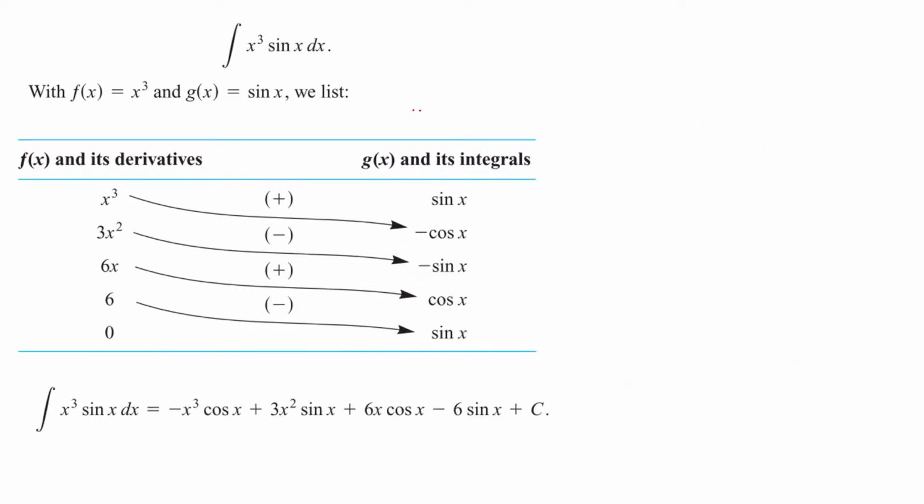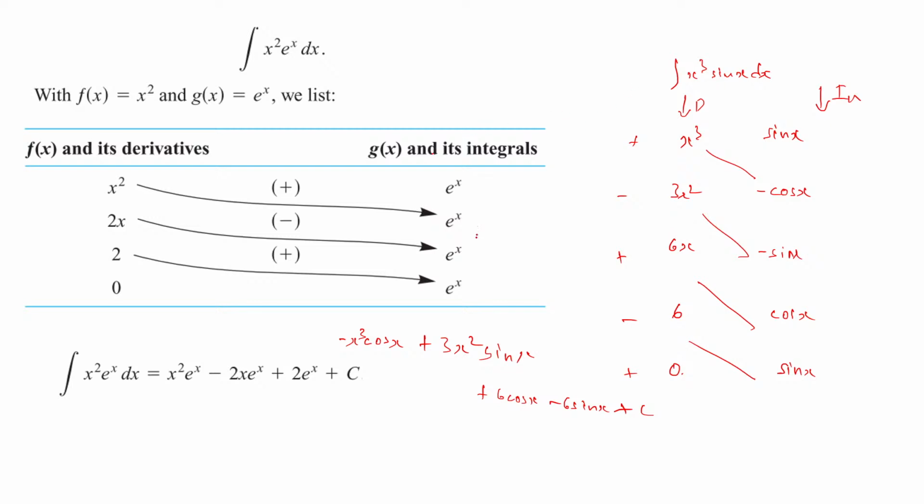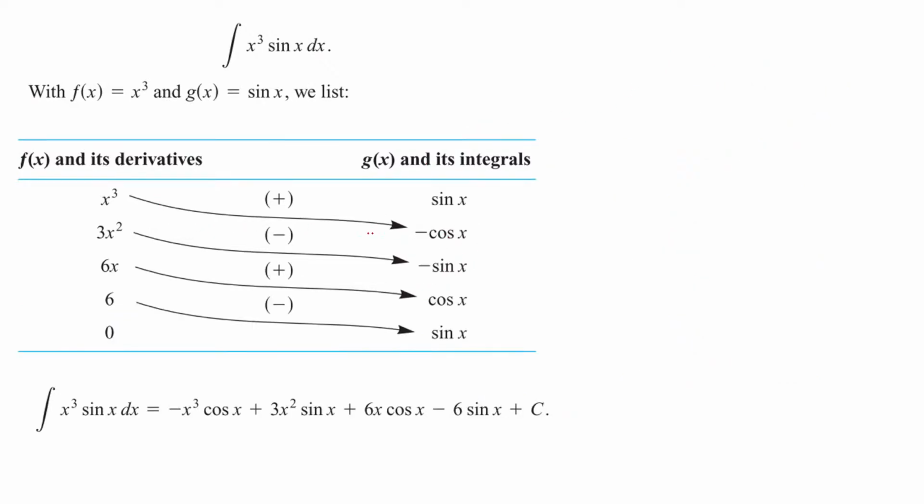Understood? See here, x cube sin x. This is what we have done. For x cube, we did the differentials, and then we reached here. First one is plus, second one is minus. Minus into minus is anyway plus. Third one is plus. Fourth one is minus again. Agree?